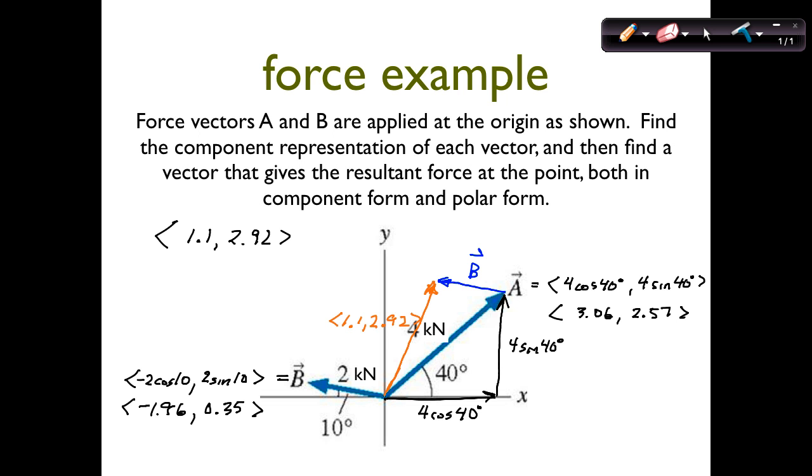Okay, now I want to take this resultant vector, the 1.1, 2.92 kilonewtons, and I should have the units there. Now I want to get the polar form. So how many kilonewtons in the direction of the resultant direction? How would I get that? Magnitude. Right, the magnitude of that vector. So it would be square root of.